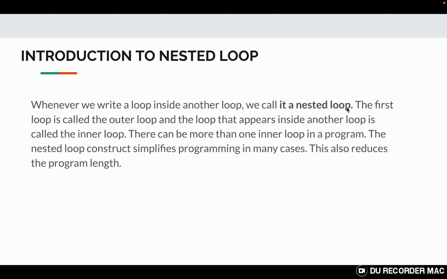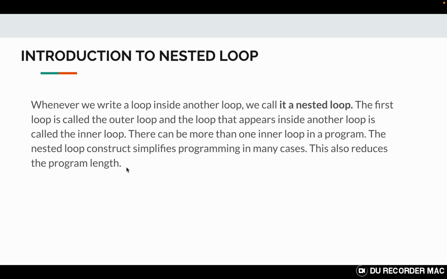So there would be a loop, and inside that loop there would be another loop. Those kinds of loops are called nested loops. The first loop is called the outer loop, and the loop that appears inside another loop is called the inner loop. There can be more than one inner loop in a program. The nested loop construct simplifies programming in many cases. This also reduces the programming length.